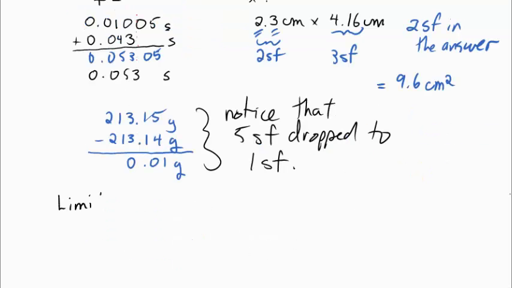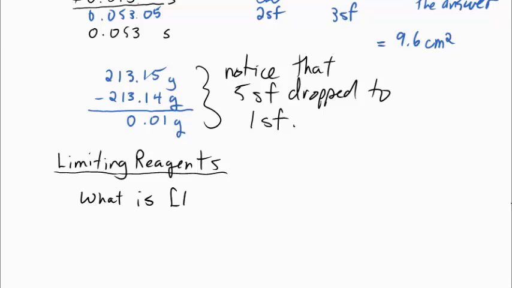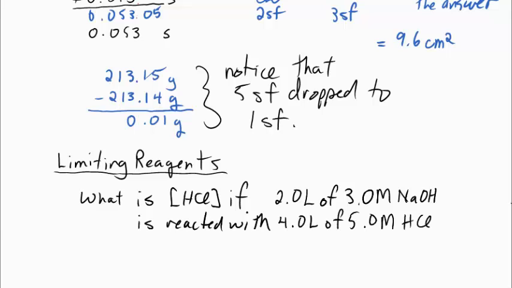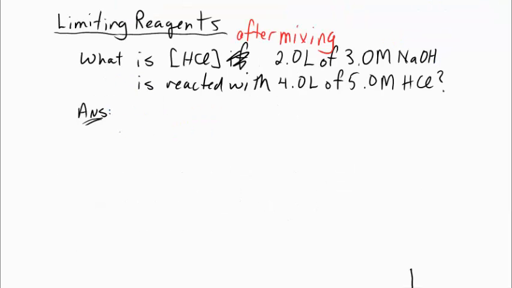Well, let's just look at one more thing. Let's look at limiting reagents. Limiting reagents calculations show how much is left after 2 chemicals react. What is the concentration of HCl after mixing and reacting, something I should have written, if 2 liters of 3 molar sodium hydroxide is reacted with 4 liters of 5 molar HCl?